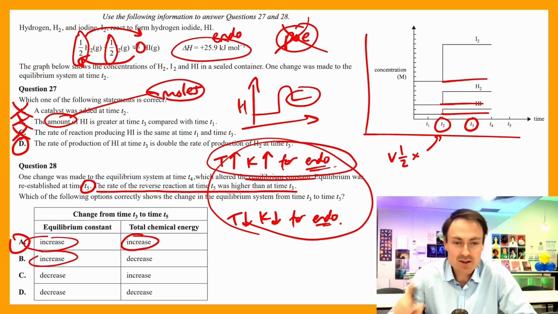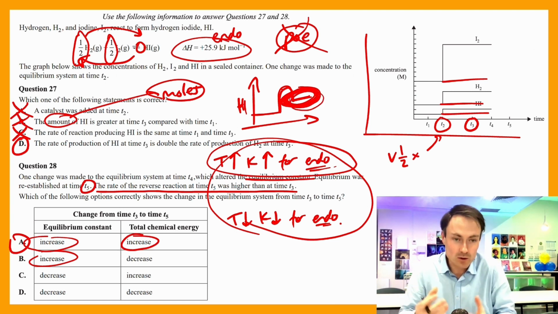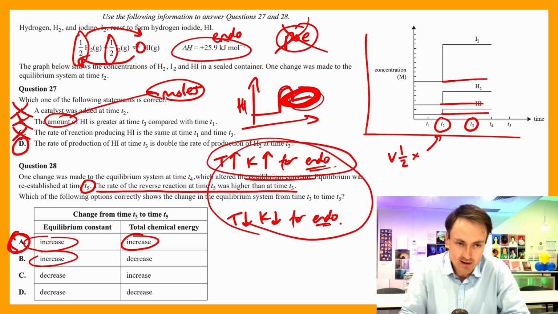More product. Let's just go through that one more time. You've got enthalpy on this chart. This is the shape of an endothermic reaction. By producing more product, you've created more molecules with a higher H, with a higher chemical energy, H being chemical energy. More product with a higher chemical energy is an increase in chemical energy.